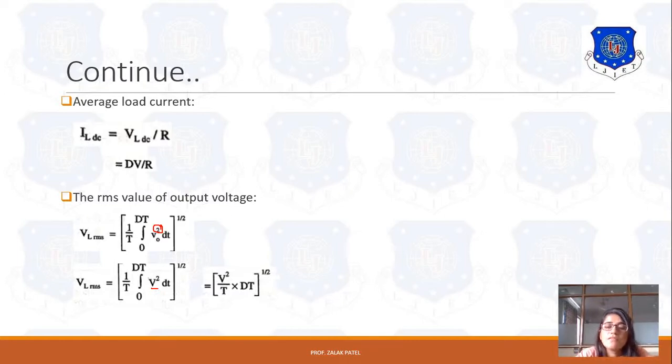This T and T will be cancelled out, so the remaining term is root D into V. Root D into V volt. This is called the RMS voltage.